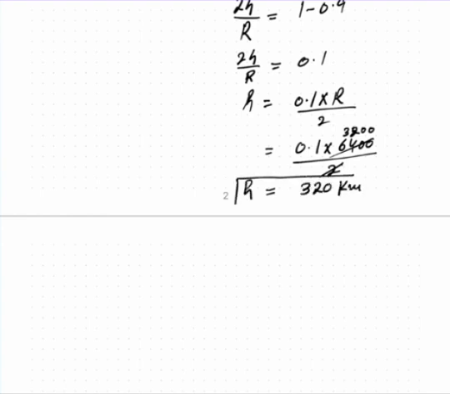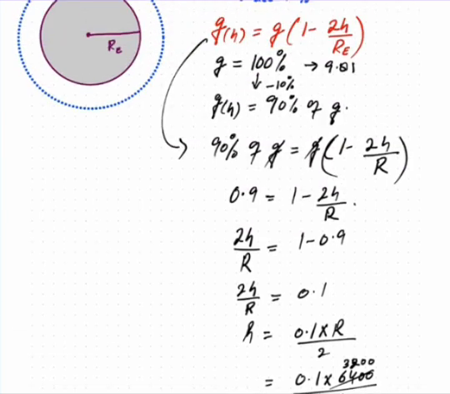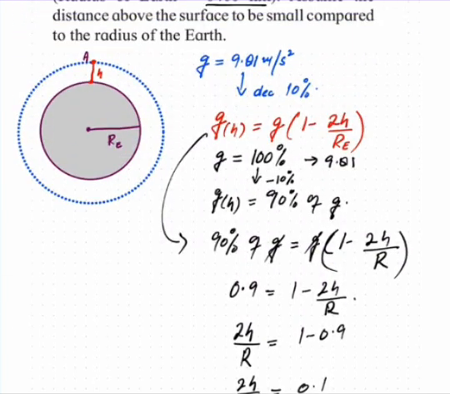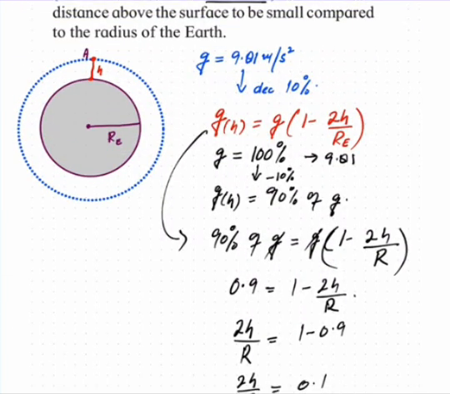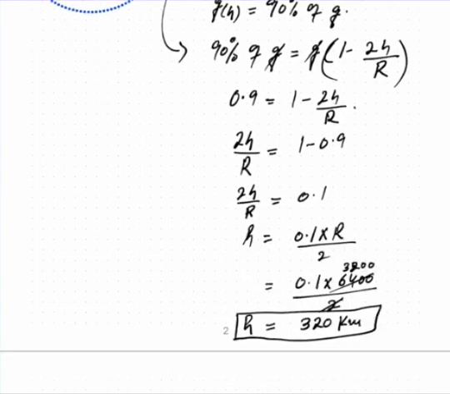So it means that at a height of 320 kilometers, the value of g will be reduced by 10% of its value. That is, at this point where h equals 320 kilometers, the value of g will be reduced by 10% of its value. So this was the question for today.